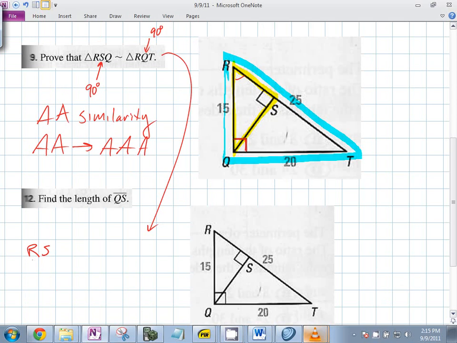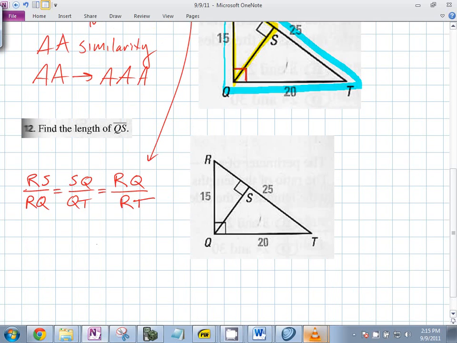RS, I'll start you off. RS is to? Yep. QT, yeah. Equals? RQ. Yep. RQ over, what's that correspond to on the other one? I'm pointing to it right here. RT, yeah, you got it. It's fine. So let's fill this in and see what it gives us.